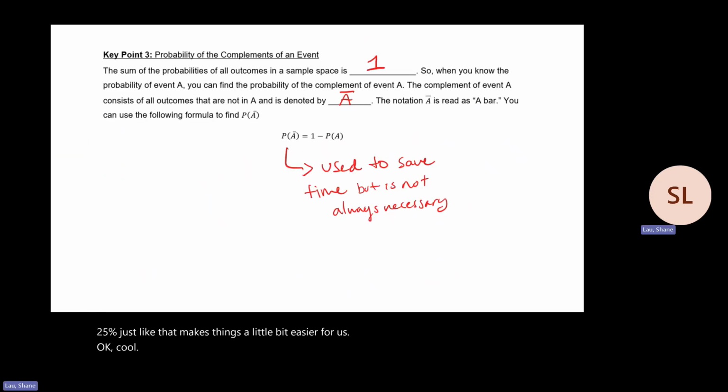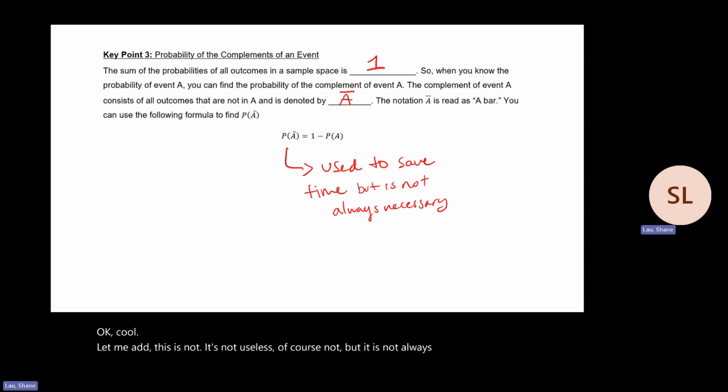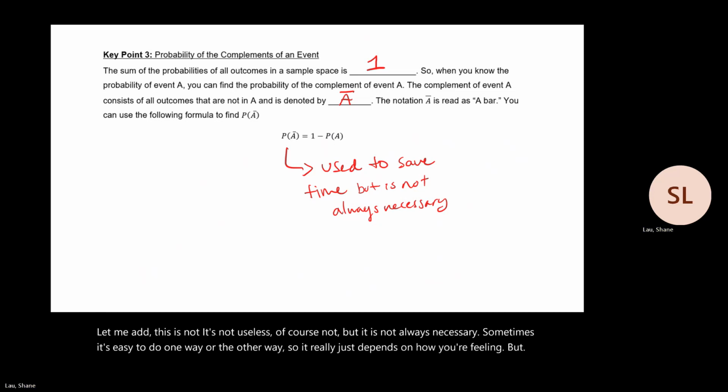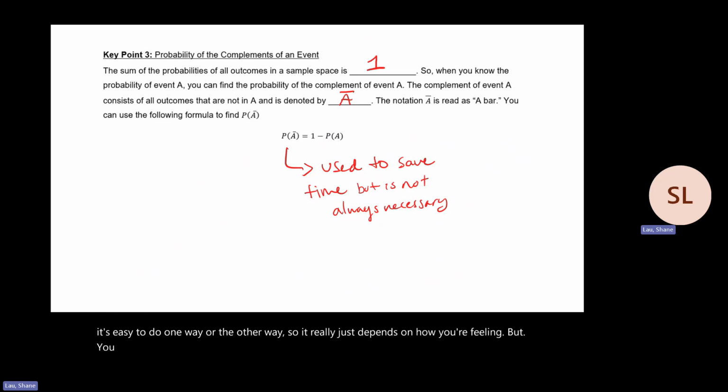Then we have this. It's not useless, of course not, but it is not always necessary. Sometimes it's easier to do one way or the other way. So it really just depends on how you're feeling. But in a situation where you need it, it may be easier to find the favorable outcome and subtract it from 1 to find the non-favorable outcome.